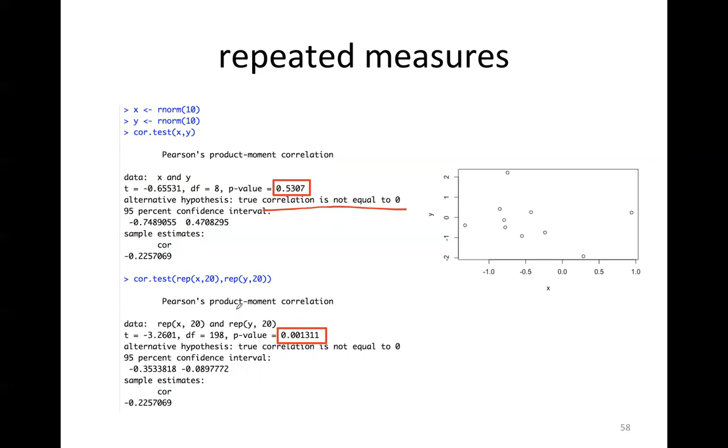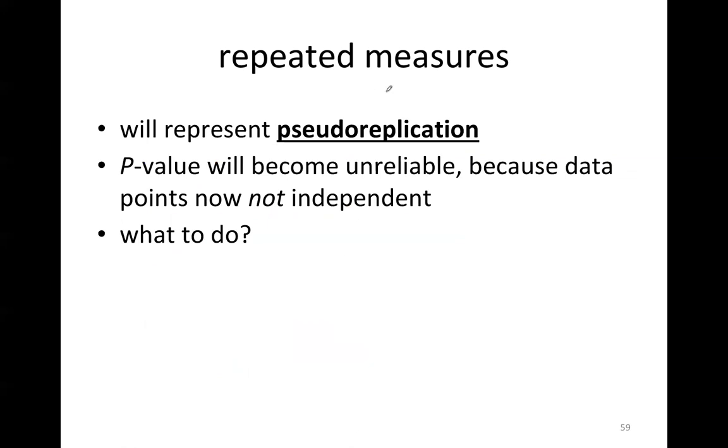The p-value is pretty high. But if we have now 20 times more data, as you see, degrees of freedom 8, degrees of freedom 198, then we can comfortably reject the null hypothesis, right? But the same relationship. So the larger the sample size, we can identify small effects. But in fact, here we didn't have really independent data. So this would have been a case of pseudo-replication. So the p-value would be unreliable because data points aren't independent.